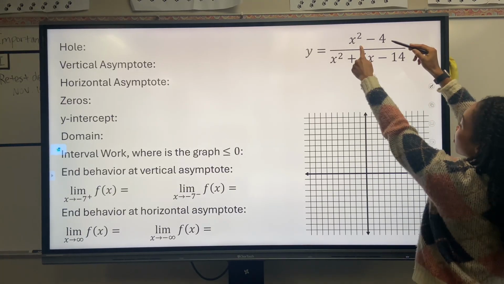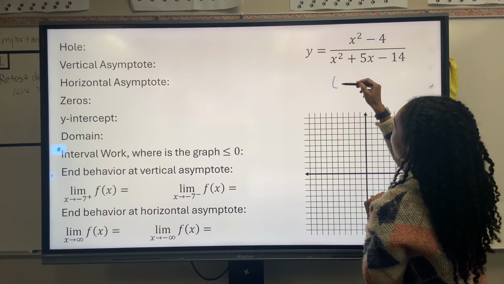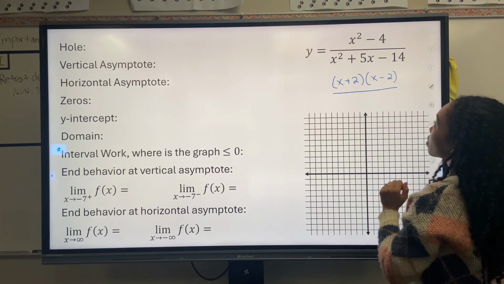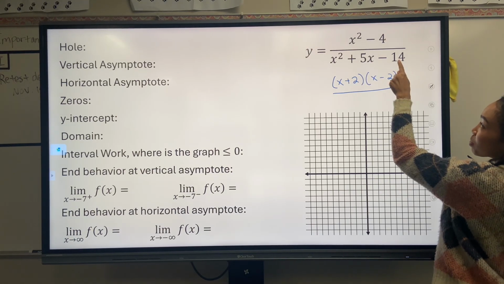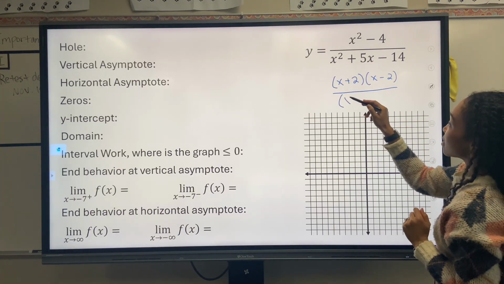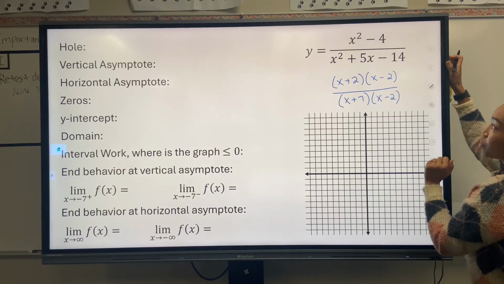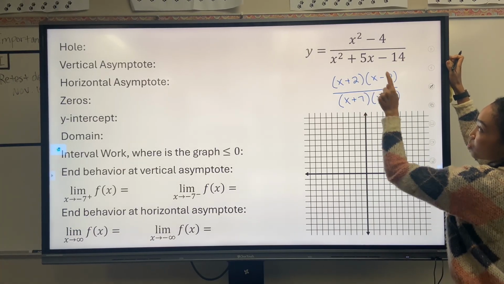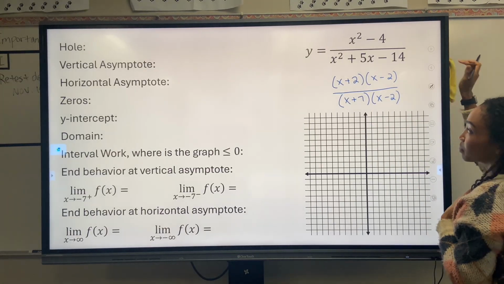So the numerator, this is a difference of squares. If you factor it, it will be x plus 2 and x minus 2. The denominator, if you factor it, you need to think of two numbers that multiply to negative 14 but add to 5. That is a 7 and a negative 2. 7 times negative 2 is negative 14, and 7 minus 2 is 5. So this is your problem fully factored.